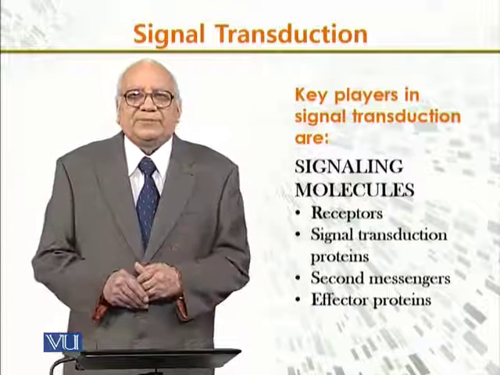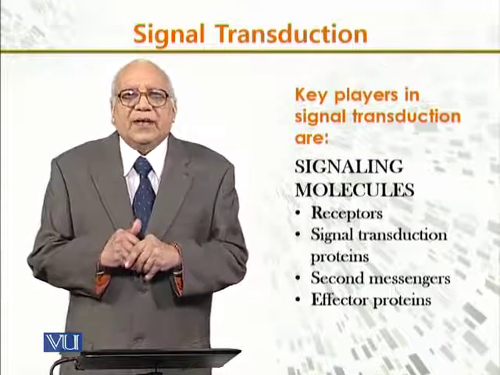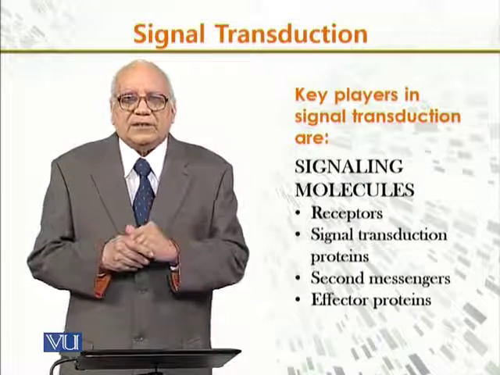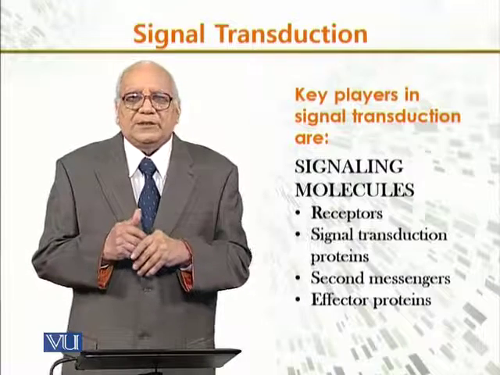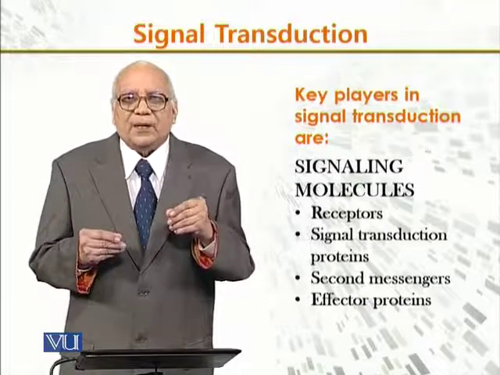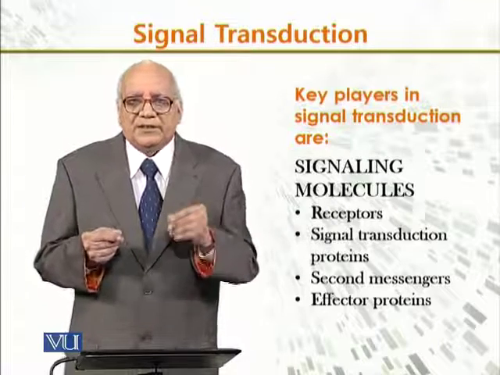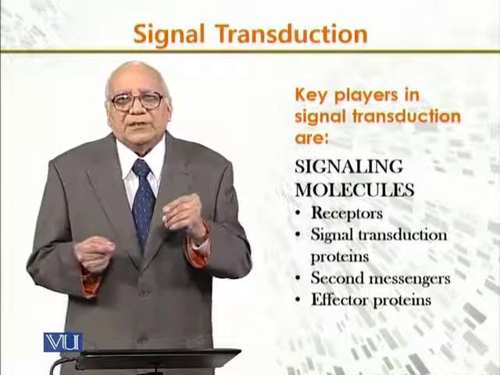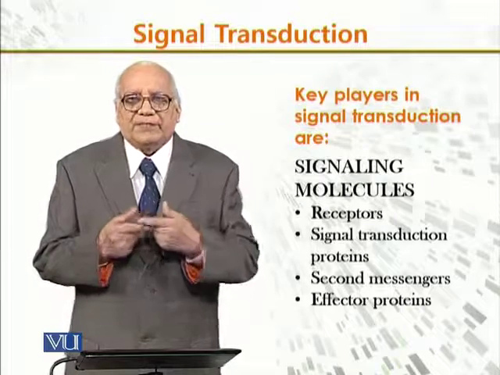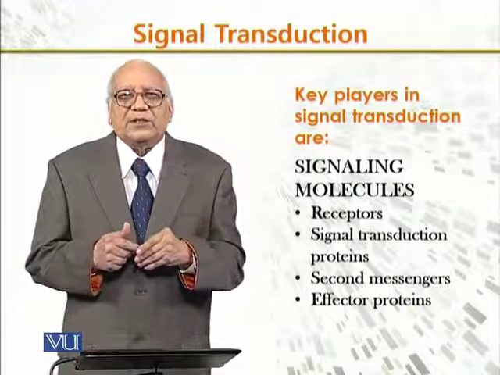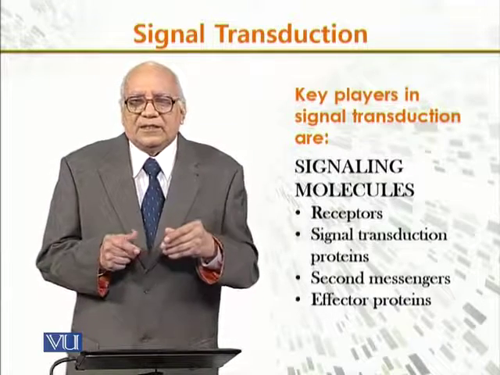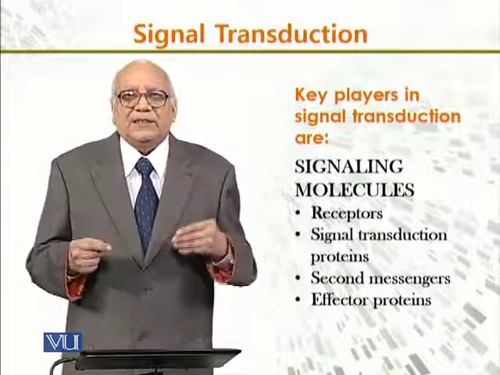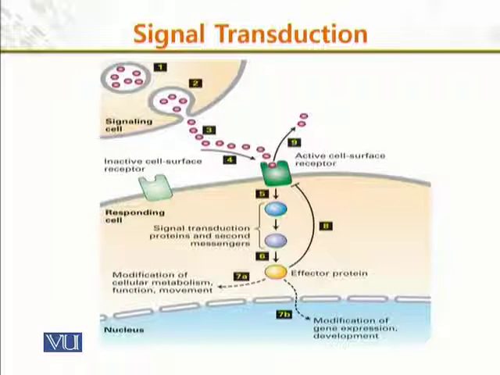Now, there are many key players in signal transduction, meaning very important components for the signal transduction. They are signaling molecules like receptors, which is the part that receives the signal. The second is the signal transduction protein, as we said, these are the proteins which receive the signal and translate it. Then the second messenger signaling, and last is the effector protein, the proteins which are affected to carry out these changes.